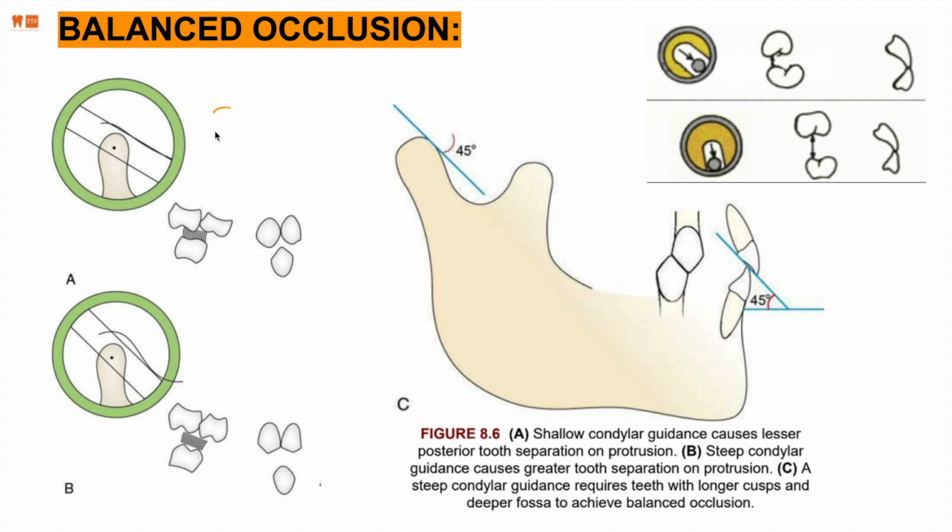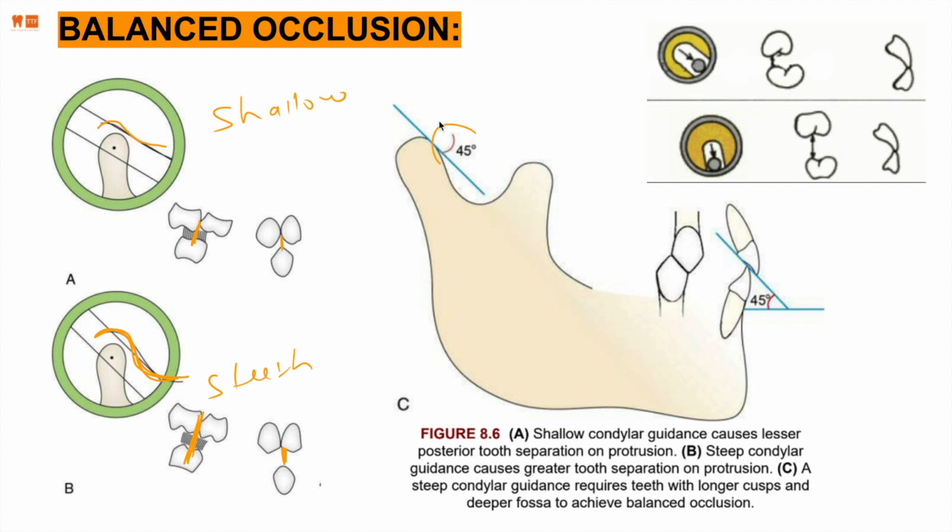This is a shallow one. This is steep condylar guidance. See how the glenoid fossa is very shallow? This is a very steep glenoid fossa. In this case, what happens? It shows that there is a lesser difference between the separation of the posterior teeth. Whereas in steeper, there is a greater separation between posterior teeth. Greater, right? This is less separation.